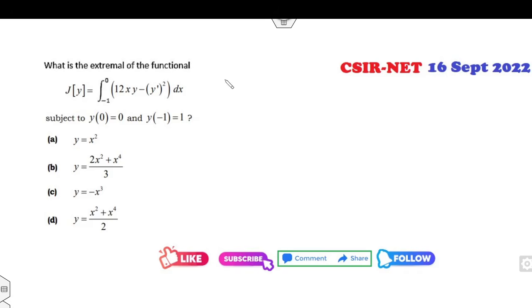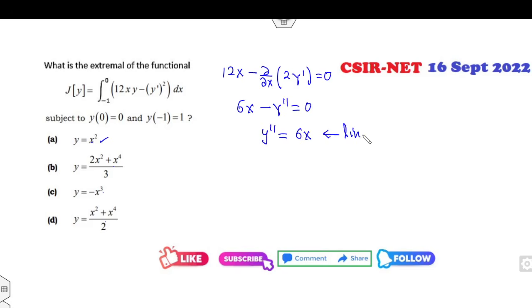Okay, look at this again. I can start firstly: y of 0 is 0, satisfied. y of minus 1 is equal to 1, satisfied; 2 plus 1, 3, satisfied. All satisfied. So let's start with this. 12x minus 2y dash is equal to 0, so 6x minus y double dash is 0. That means y double dash is equal to 6x, which is a linear equation.